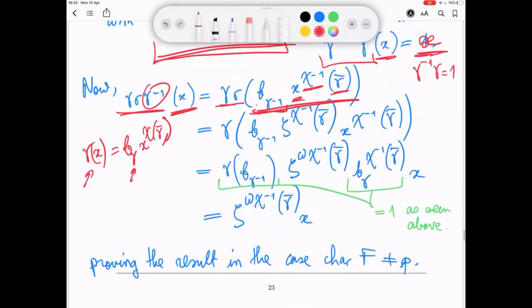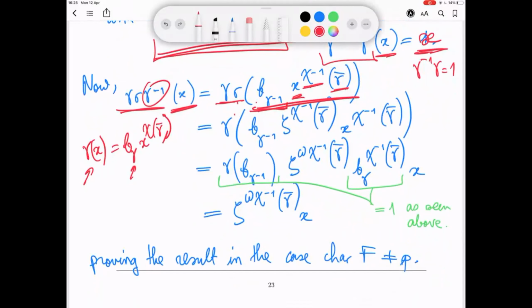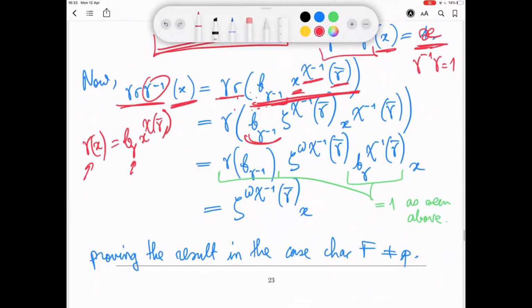Now you take sigma also inside, you apply sigma to these things. But sigma doesn't do anything to b gamma inverse because it's in the base field K. But sigma does something to x. Sigma of x we know is zeta times x. But here we don't have x, we have x to some power. So you'll have zeta to the same power times x to the same power.